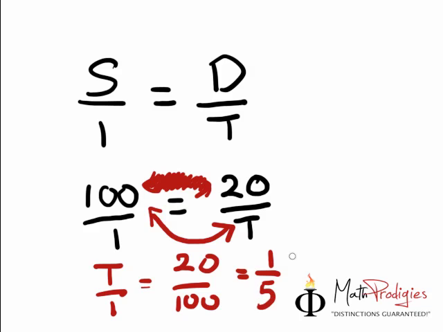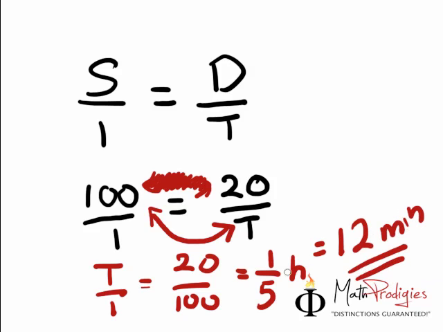1 over 5 hours, which equals what? What's 60 divided by 5? 12. So you get 12 minutes. And that is the answer for how long it took. T over 1 also equals what? Just now I told you T. So it doesn't matter. So 12 minutes. And you can just interchange anything and find the answer with this simple equation. Okay? So that's what speed is all about.